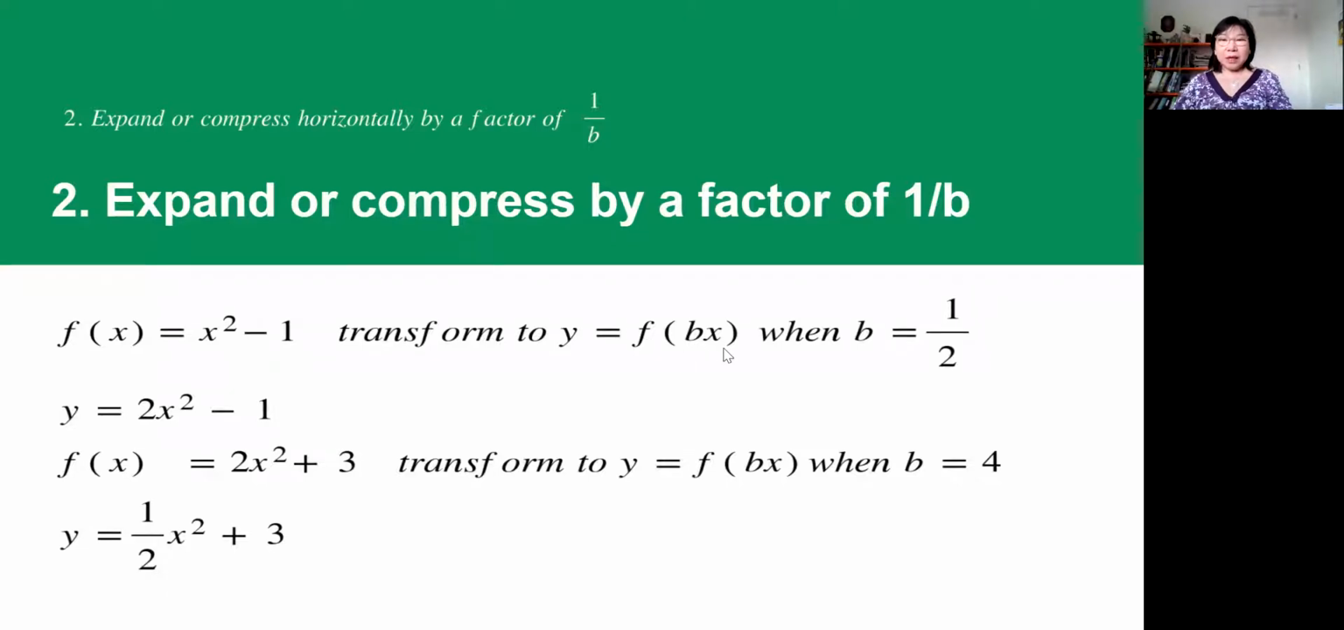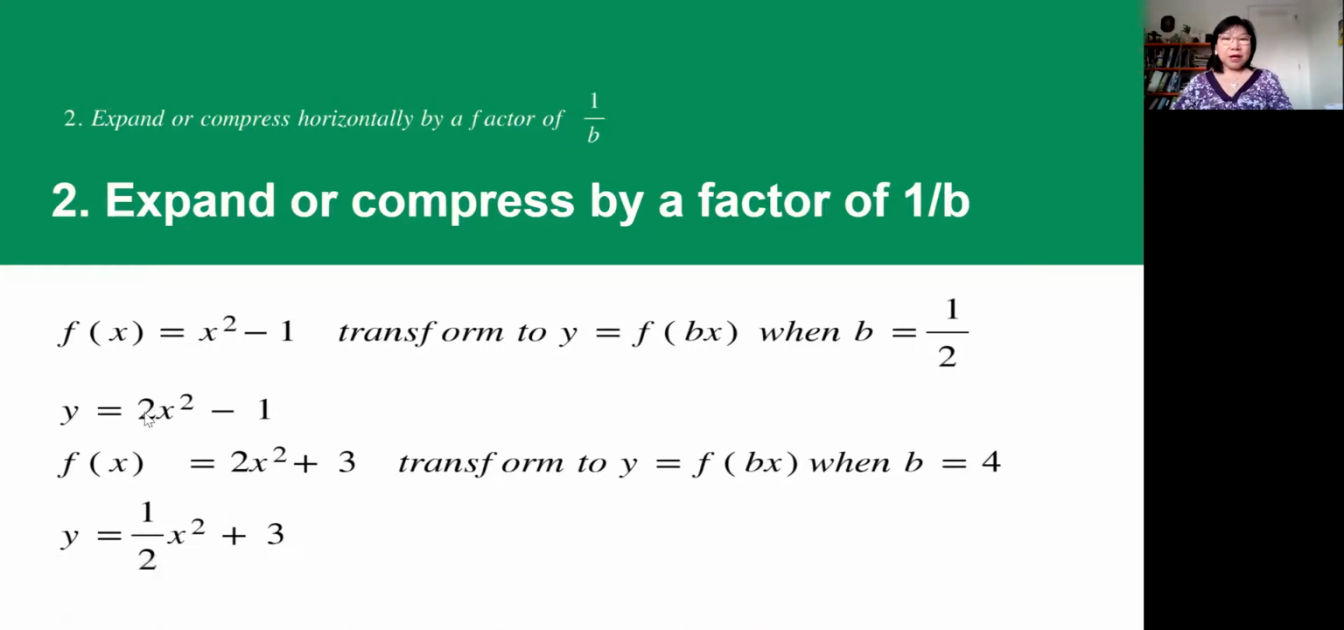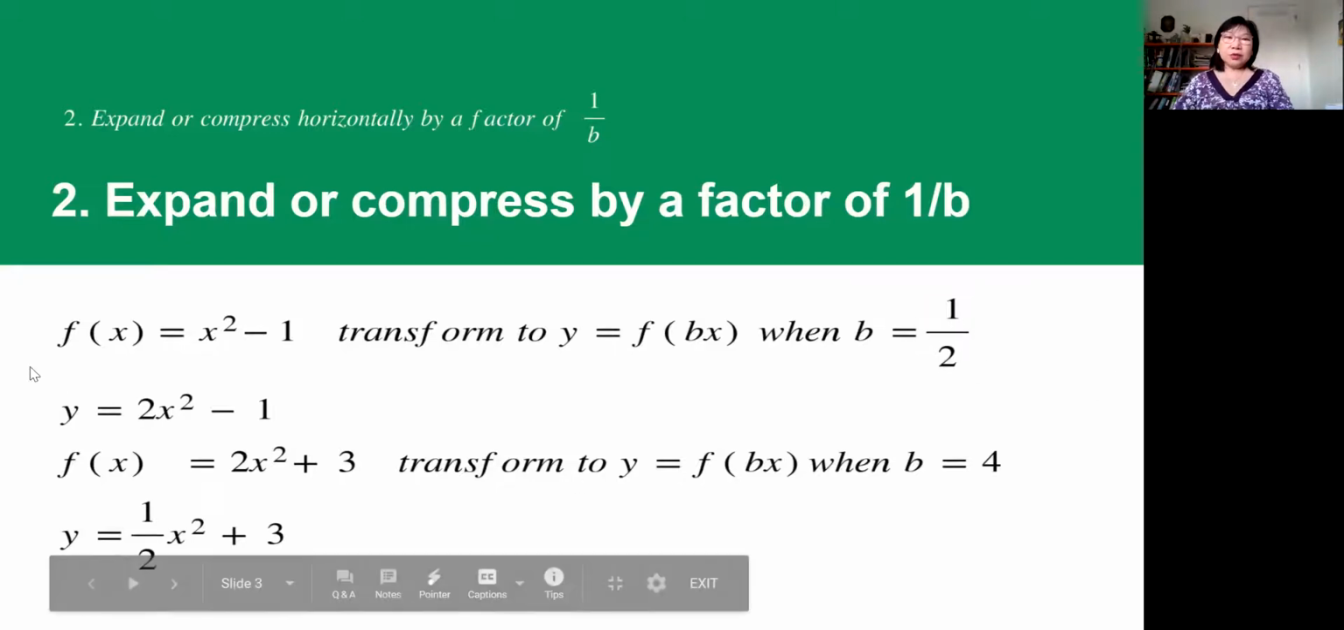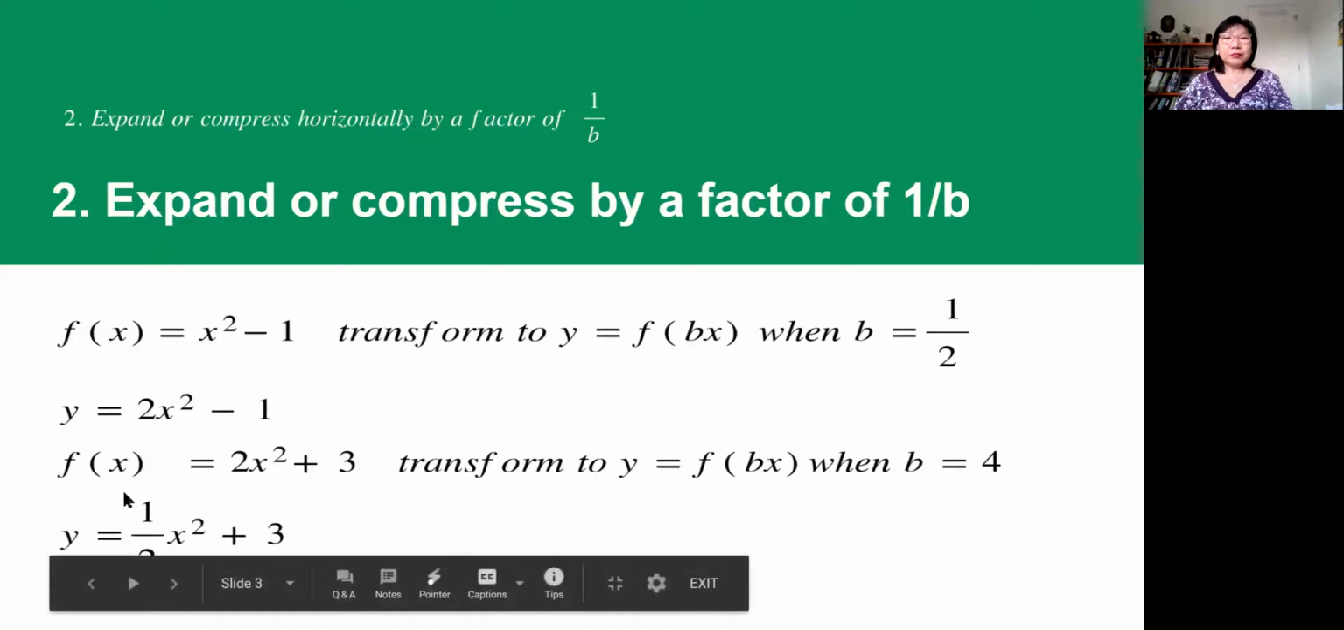So the f of b of x, when b equals 1/2, then this function will become 2x squared minus 1. And the reason is because you will multiply the x coordinate here with the inverse fraction. So instead of dividing by 2, you will divide by 1/2, which becomes multiply by 2. So it results in the answer 2x squared minus 1.